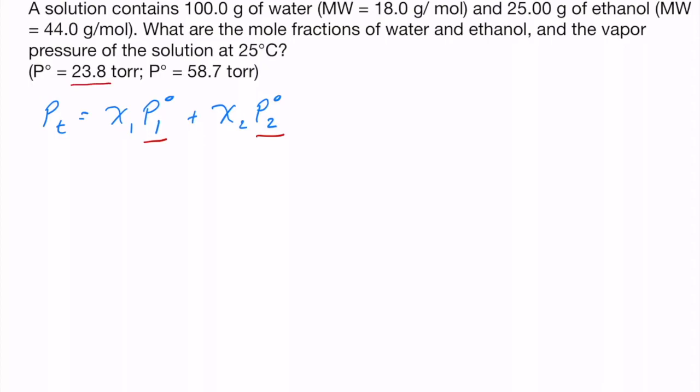So this is the vapor pressure of pure water. This is the vapor pressure of pure ethanol. So what we need to find is the mole fraction of each of the components. So remember, mole fraction of component 1 is going to equal the moles of component 1 divided by the total moles of component 1 plus component 2. So in order to figure out mole fraction, we're going to need to find the moles, both of component 1 and component 2. And then we're also going to have to figure out what the total number of moles of everything is. So let's start off with ethanol.